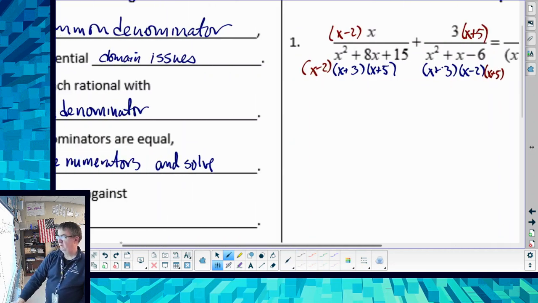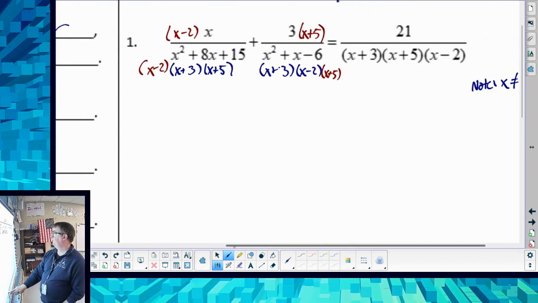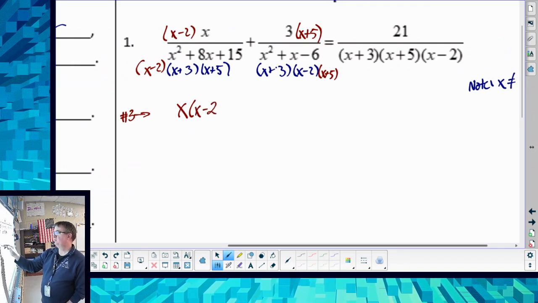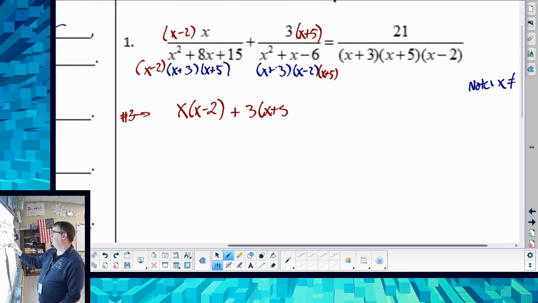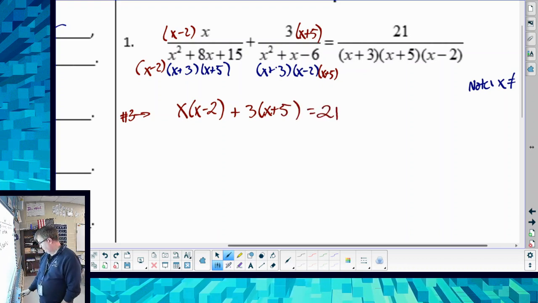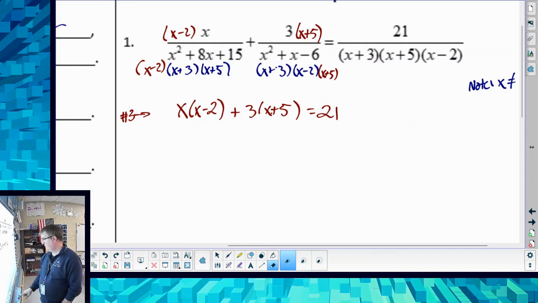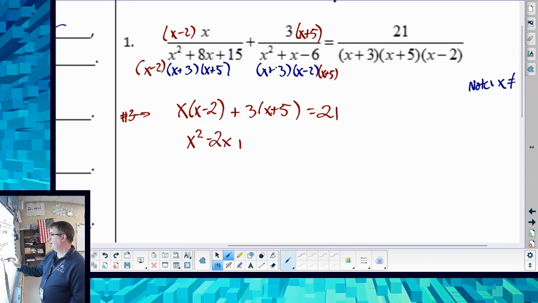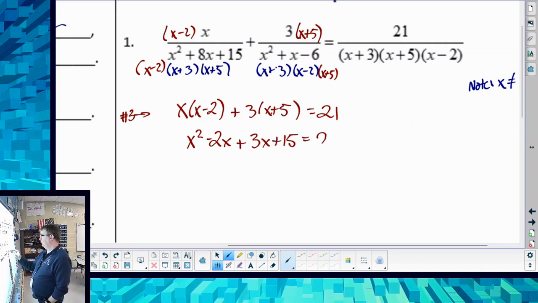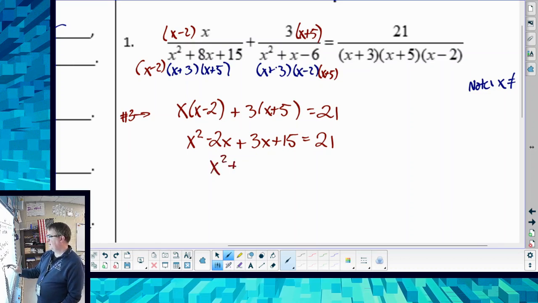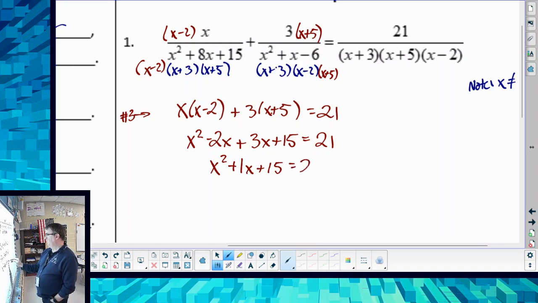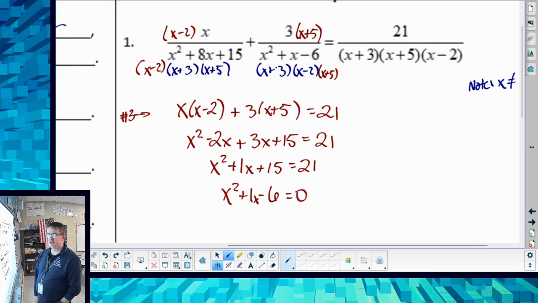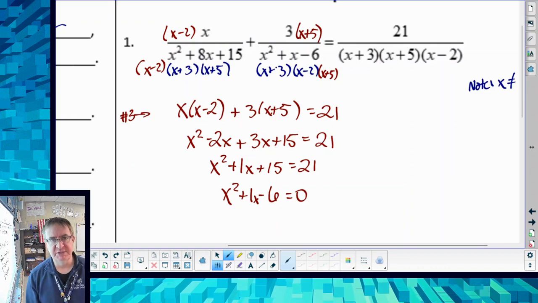So this would be step 3. I'm going to take x times x minus 2, plus 3 times x plus 5, is equal to 21. And then you're going to solve it like you would normally. I would get x squared minus 2x plus 3x plus 15 equals 21. Depending upon what your teacher has, it's fine to skip some steps here. I am writing everything out so that if you have any questions, you can see what's going on.